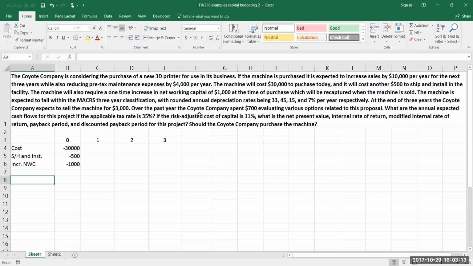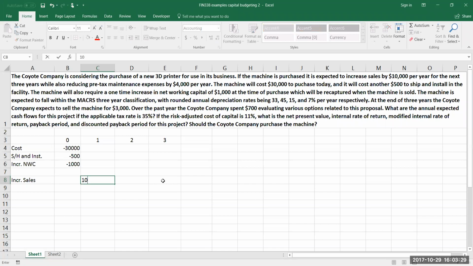Now, the next thing is to look at what we are going to have year by year. So first, what we're going to have is an increase in sales. If I have an increase in sales, which are specified to be $10,000 per year, then we'll need to put in $10,000 for each year. And I can drag that over.